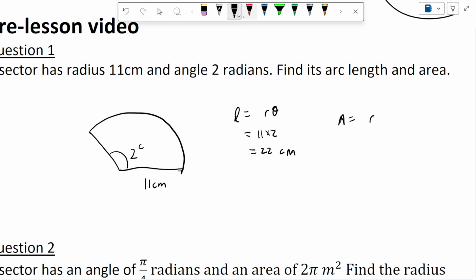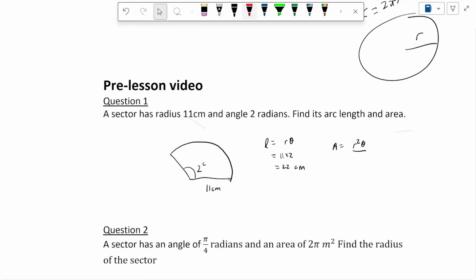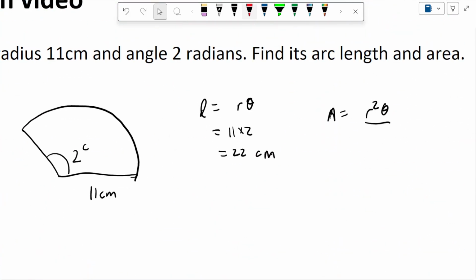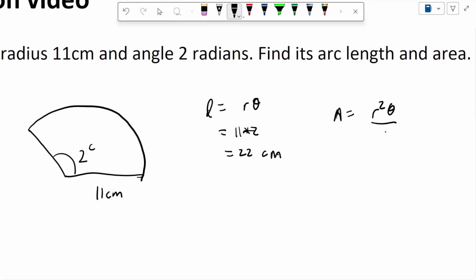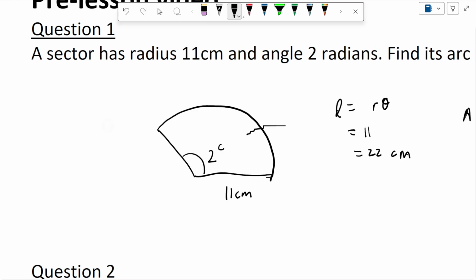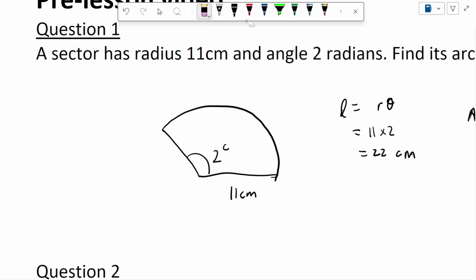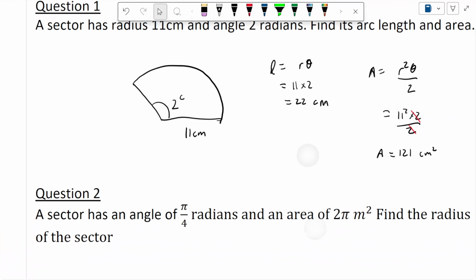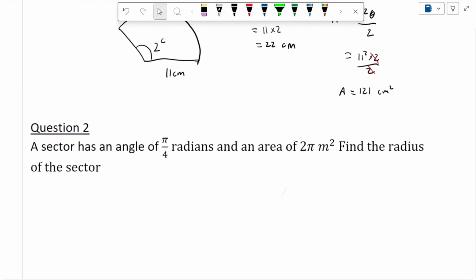The area is r squared theta over, let me make sure I got this right, half r squared theta. So r squared theta over 2, if you like. So if we do that, then we've got 11 squared times 2 over 2. In fact, they will just cancel off. So you're left with 11 squared. Done. Very easy calculations. If we did that in degrees, it would be much more difficult.